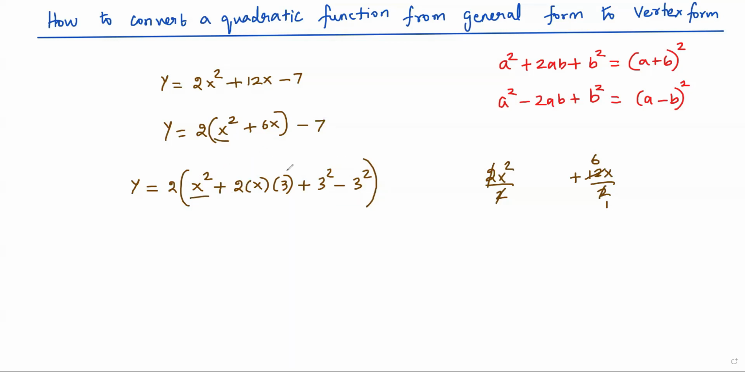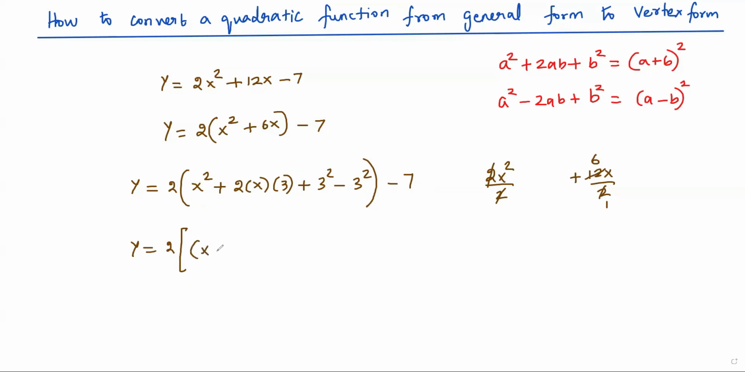We have x square and x square. The product of 2x and 3 is 6x. And the 3 square terms pair up to 0. So this is equal to x square positive 6x. Now we can take this negative 7 at last. So y equals 2 times. The first 3 terms, x square positive 2 times x times 3 positive 3 square, are exactly in the form of a square positive 2ab positive b square. So we can write this expression in the form of a positive b the whole square.